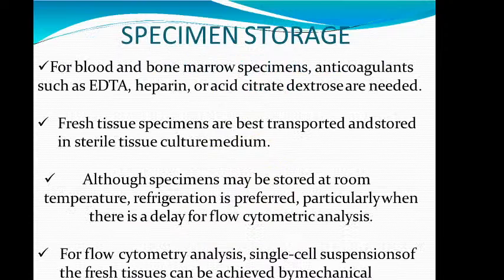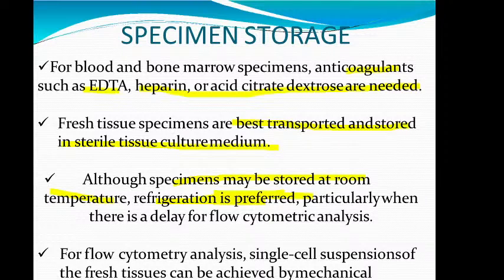Okay, so specimen storage. There is some way of using these specimens. For blood and bone marrow specimens, anticoagulants such as EDTA, heparin or acid citrate dextrose are needed. Fresh tissue specimens are best transported and stored in sterile tissue culture medium. Although specimens may be stored at room temperature, refrigeration is preferred. So you have to store the specimens properly before running the flow cytometry.